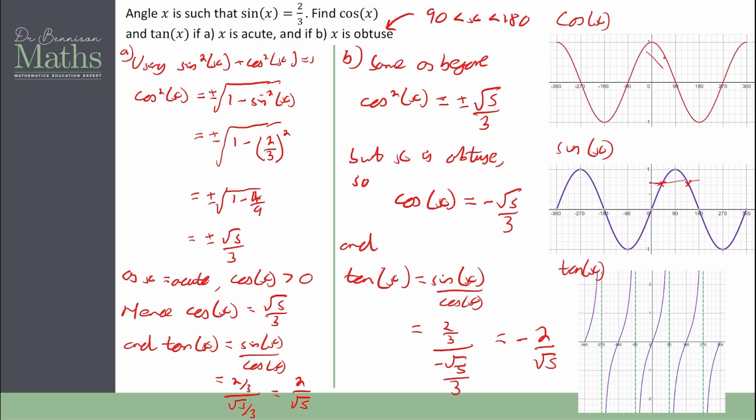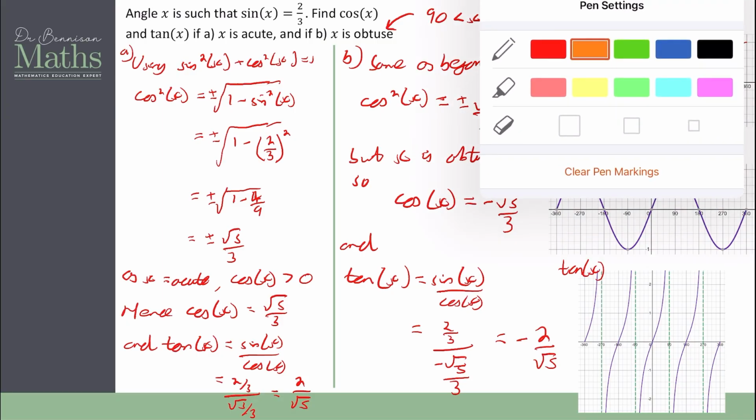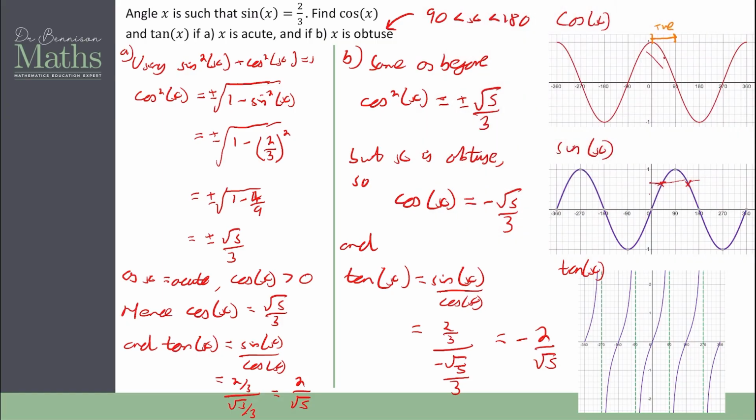So, for instance, in this region here, between 0 and 90, we would take the positive square root to get cos. But between 90 and 270, we would take negative. And then between 270 and 360 would take a positive, and so on.